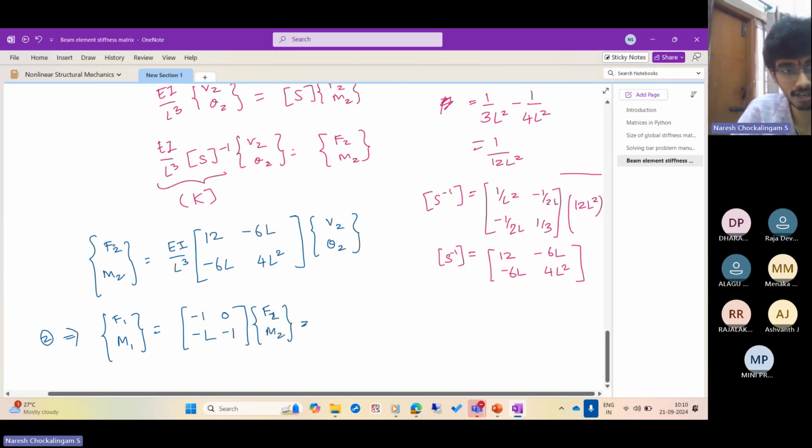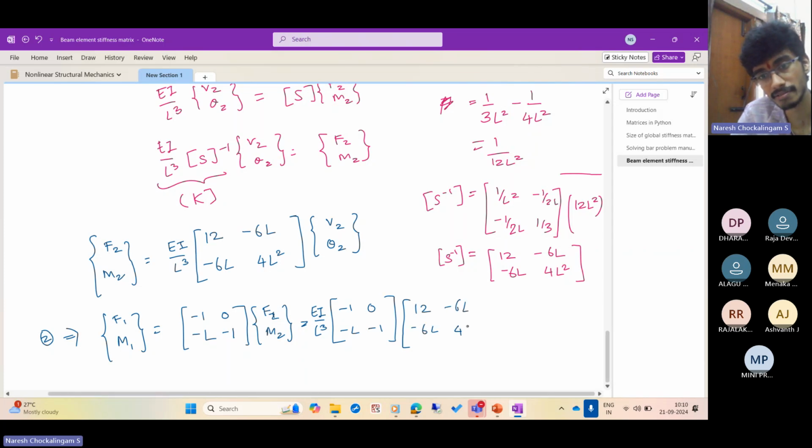Now can you substitute for F2 M2 from this? Yes. So you can write this as you can take the EI by L cube out, that's anyway scalar. Minus 1, 0, minus L, minus 1. Then you have 12, minus 6L, minus 6L, 4L square. And then you have V2 theta 2.